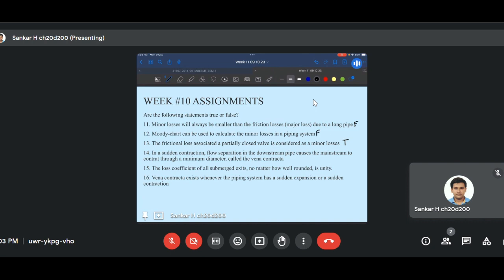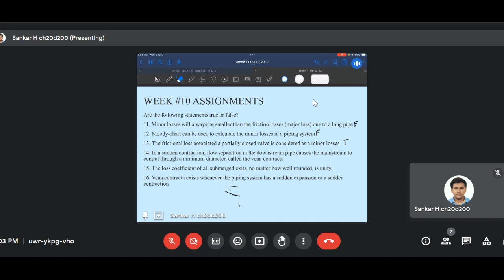Next, in a sudden contraction, flow separation downstream causes the mainstream to contract through a minimum diameter called the vena contracta. As discussed in class, when there is a sudden contraction in the flow, the point of minimum flow does not happen at the place where the sudden contraction has happened. It will move on quite a distance after that.